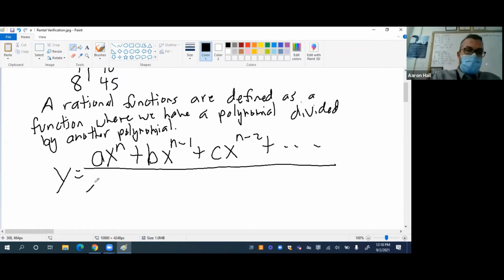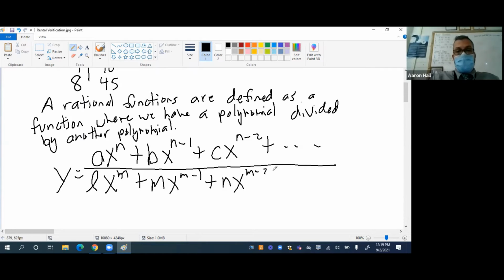We'll say the leading coefficient is L times x to the power of m, plus m times x to the power of m minus 1, we have descending order of exponents, plus n times x to the power of, yeah, descending order of exponents. That's really the definition of... I'm sorry, what? Do you mean to have, what was the next one?